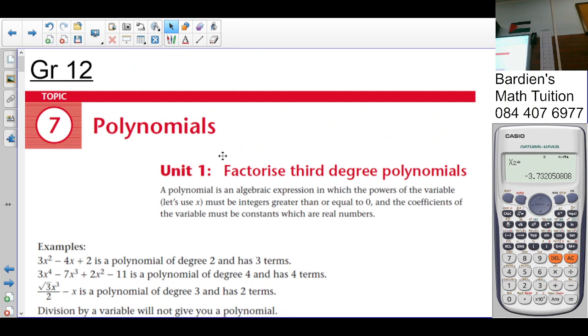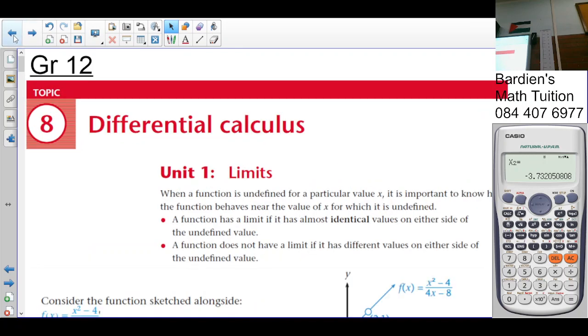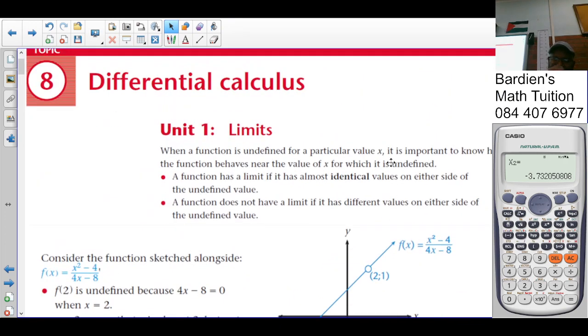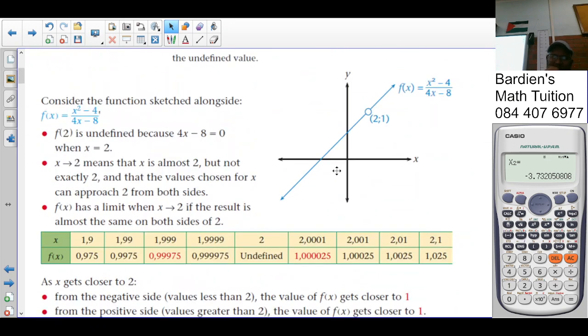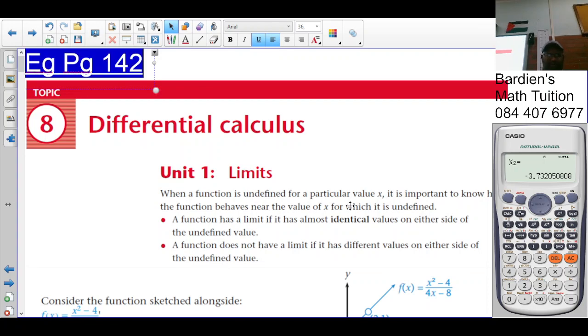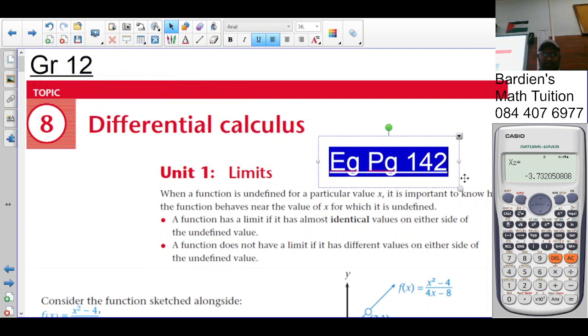Okay, people, that brings us to, not to polynomials, but calculus. Differential calculus. So at this point I've asked you to read through, and as you know, time is catching up on us now. I ask you to read through and summarize a couple of pages, not so? So let's read what they are telling us here. We are on page 142, and examples. We are reading through page 142.